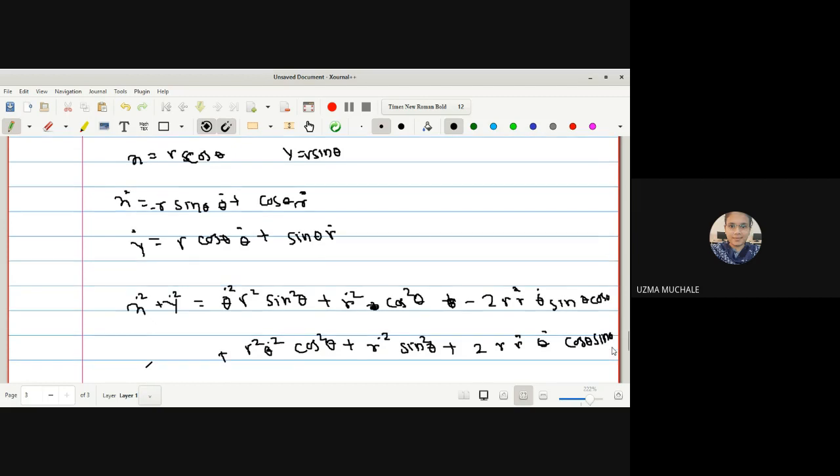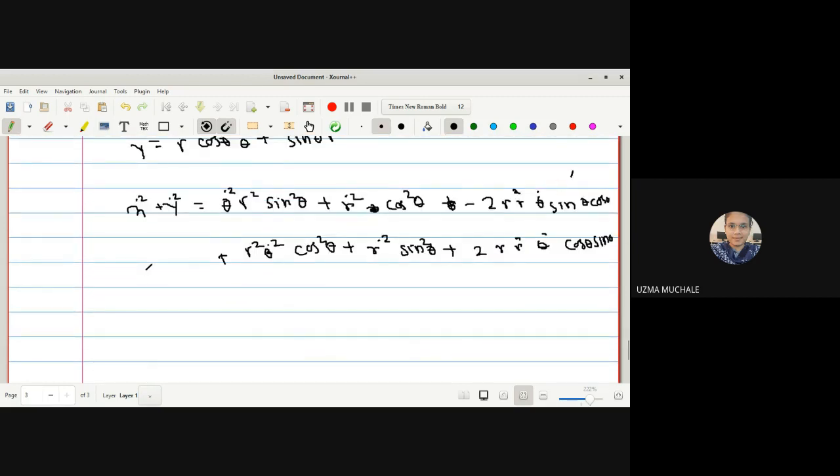Now you can see which terms will get cancelled. These two terms will get cancelled. Yes or no? Yes, ma'am. Now you can see here cos square theta plus sin square theta is 1. Again here cos square theta plus sin square theta is 1. So can I write directly r square theta dot square plus r dot square? No need to go into detail. Now you get the result.